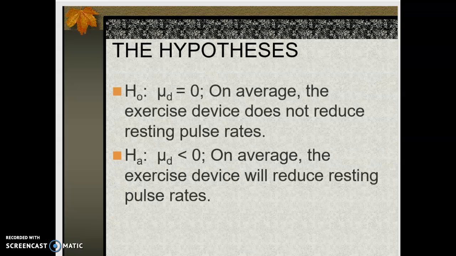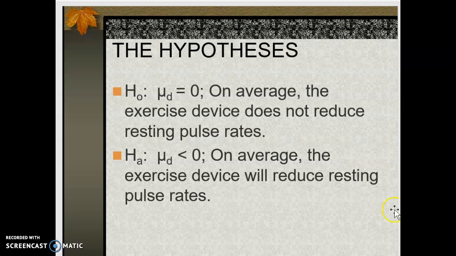So our hypothesis, the null hypothesis, is that the mean of the differences is equal to 0. And that is a notation you want to use: the mean of the differences. On average, in words, the exercise device does not reduce resting pulse rates. Remember, the null hypothesis needs to represent the idea that nothing special has happened. The alternate hypothesis is that the mean of the differences is less than 0. In other words, on average, the exercise device reduces the resting pulse rates.